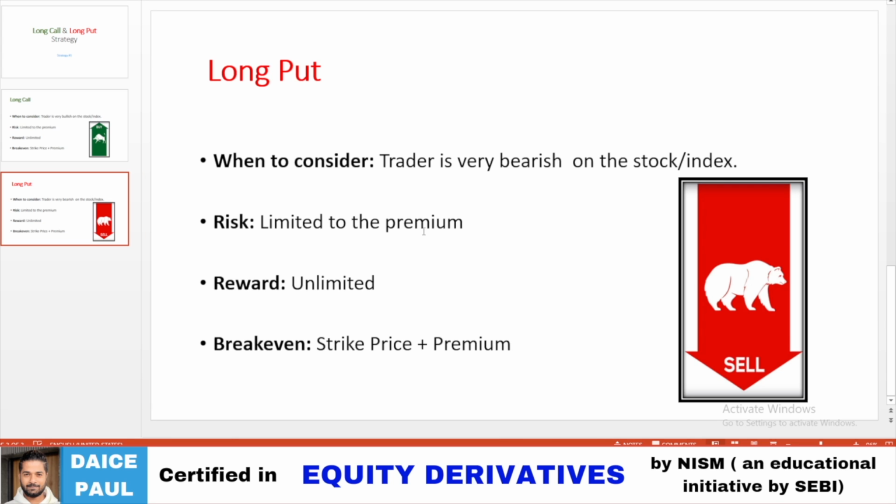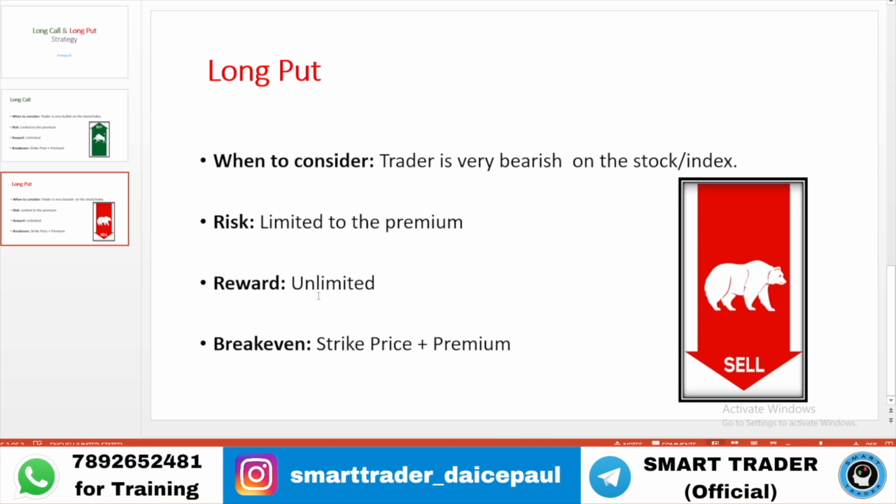If you put 10,000, 10,000 is your risk. If you put 10 lakh, 10 lakh is your risk. What is the reward? Same thing, unlimited. Break even is nothing but strike price minus premium. Okay, here it will be minus.